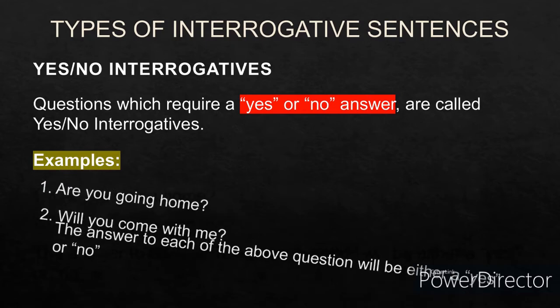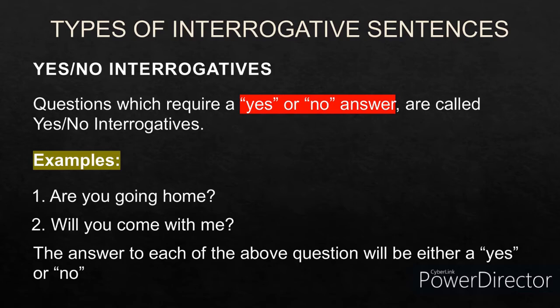For example, are you going home? You may answer yes or no. Will you come with me? You may answer again yes or no. So the answer to each one of the above questions will be either a yes or a no. So these are yes-no interrogatives.